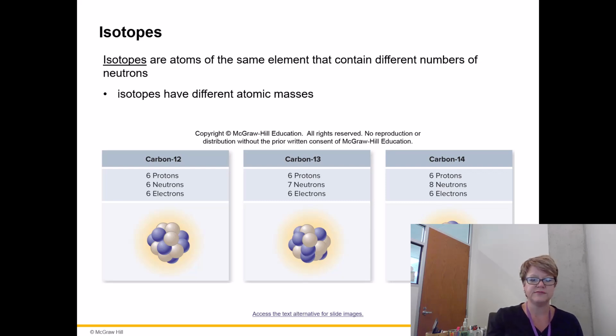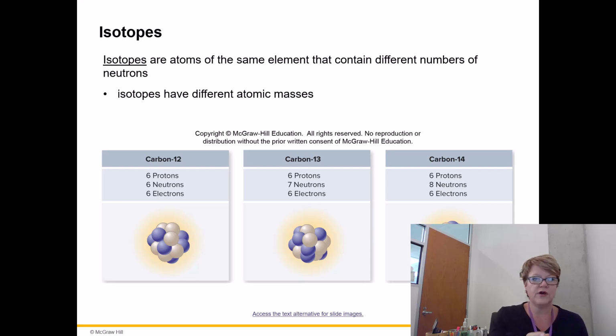Most hydrogen atoms have 1 proton and 1 electron, but there are some hydrogens that have 1 proton and 2 neutrons, which would give it a mass of 3. But those are more rare on Earth. So typically there's an isotope or a form of the atom that's more common, and then these other isotopes that are less common.